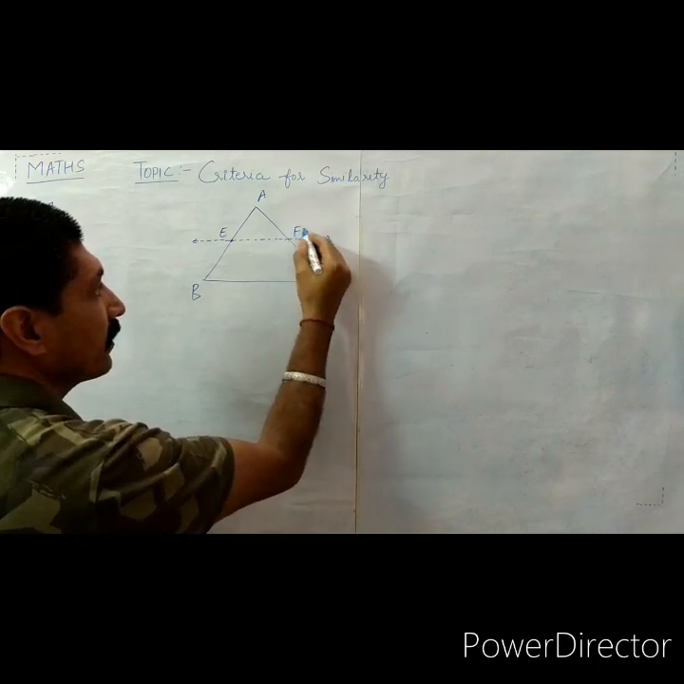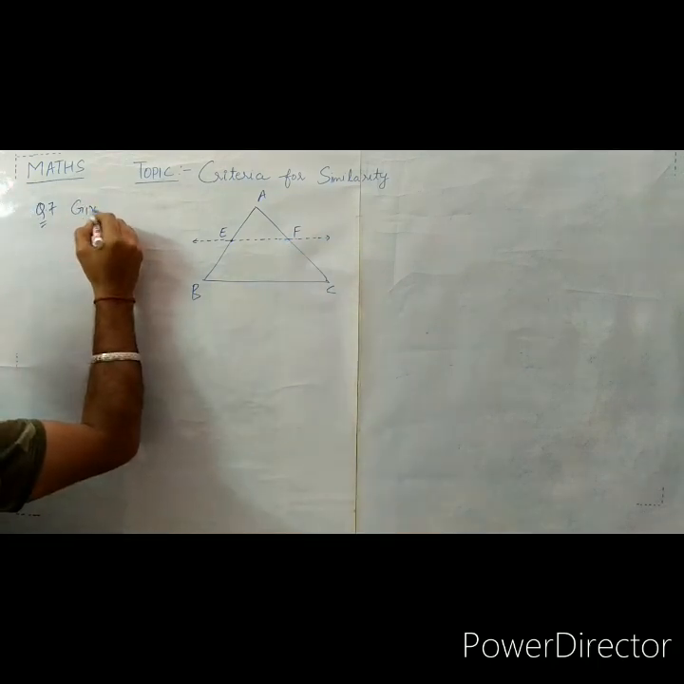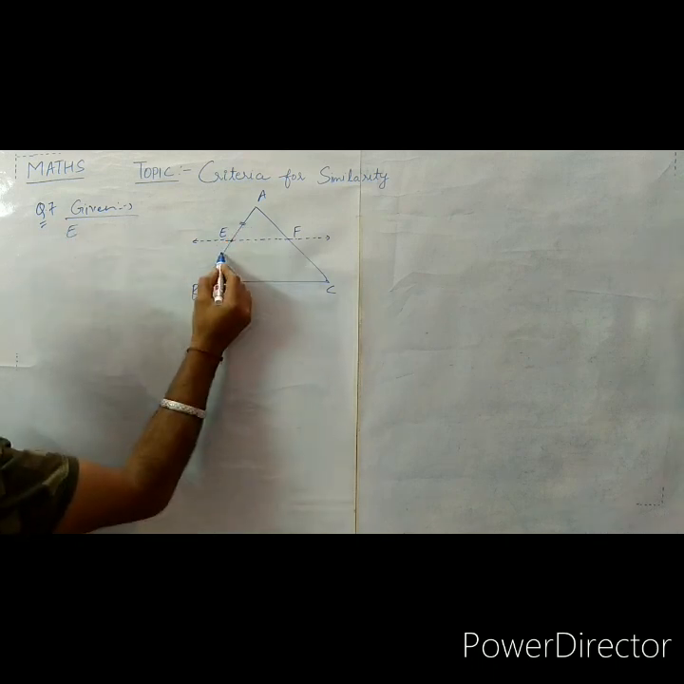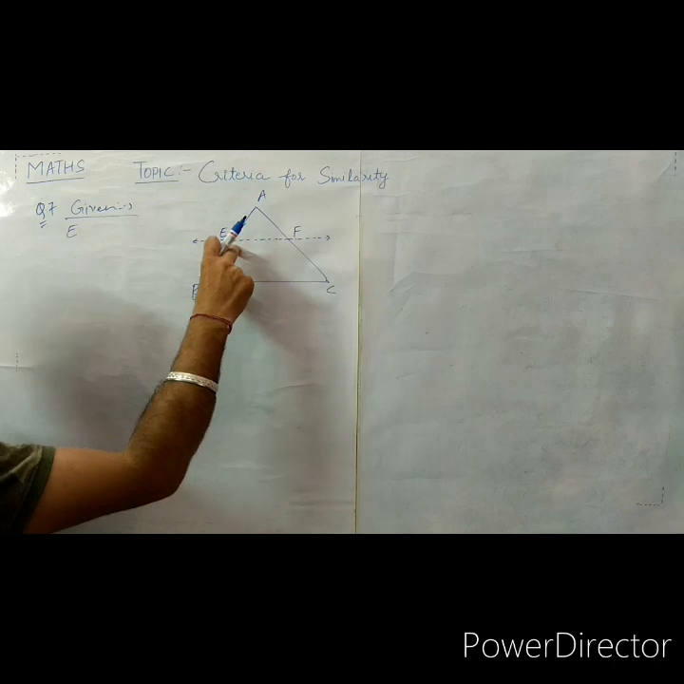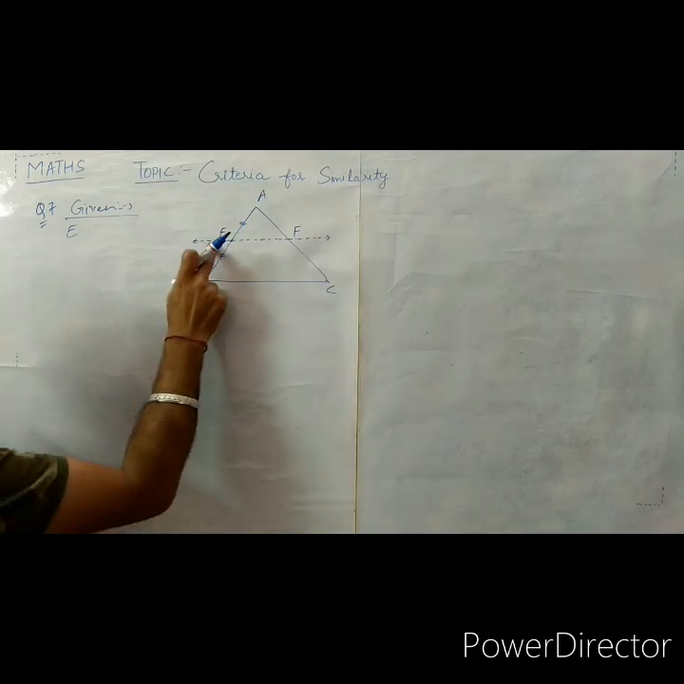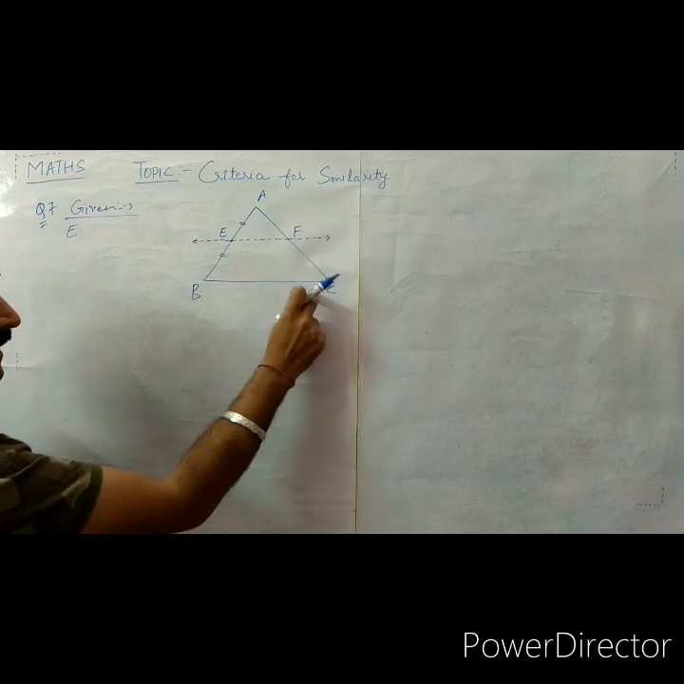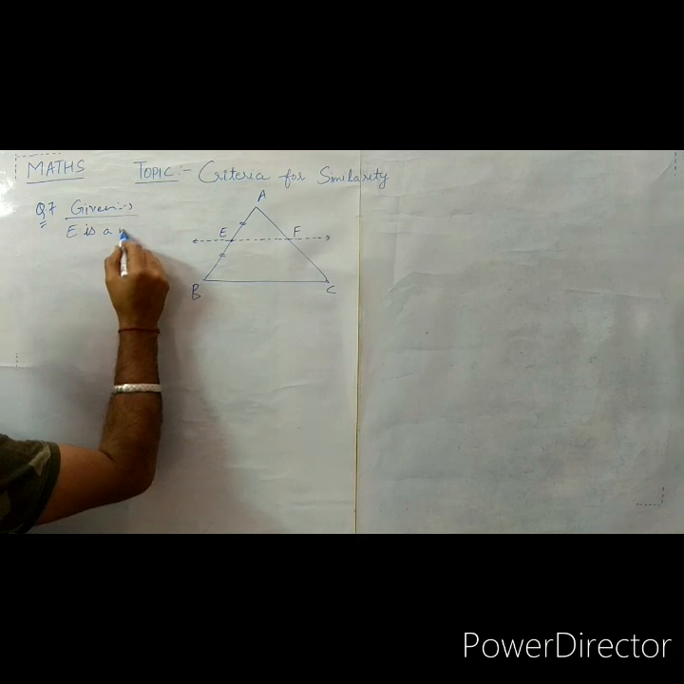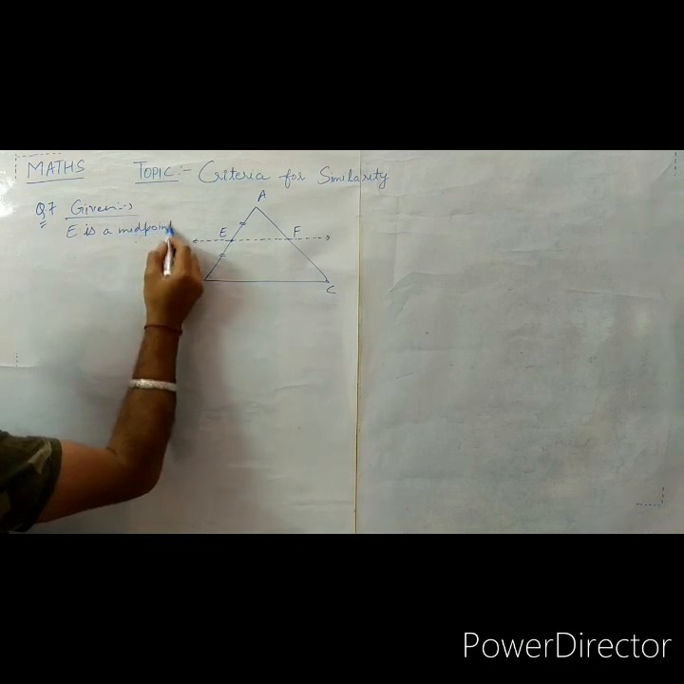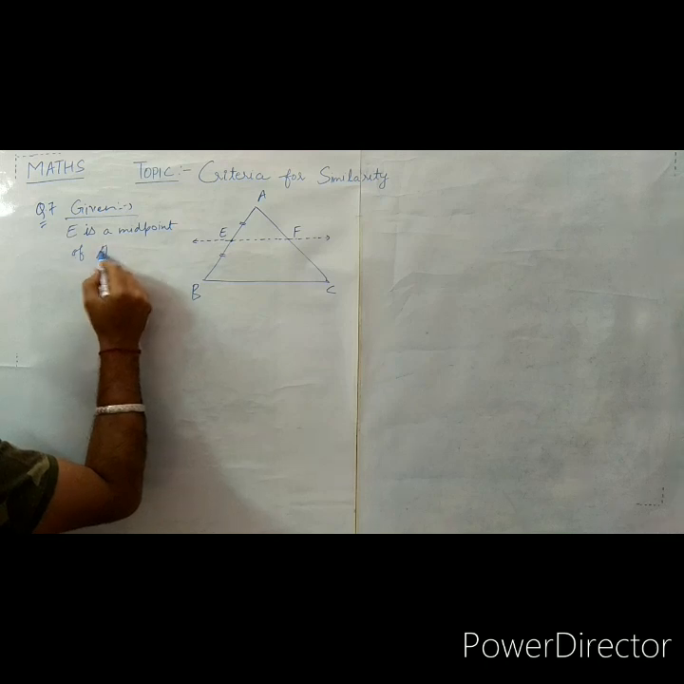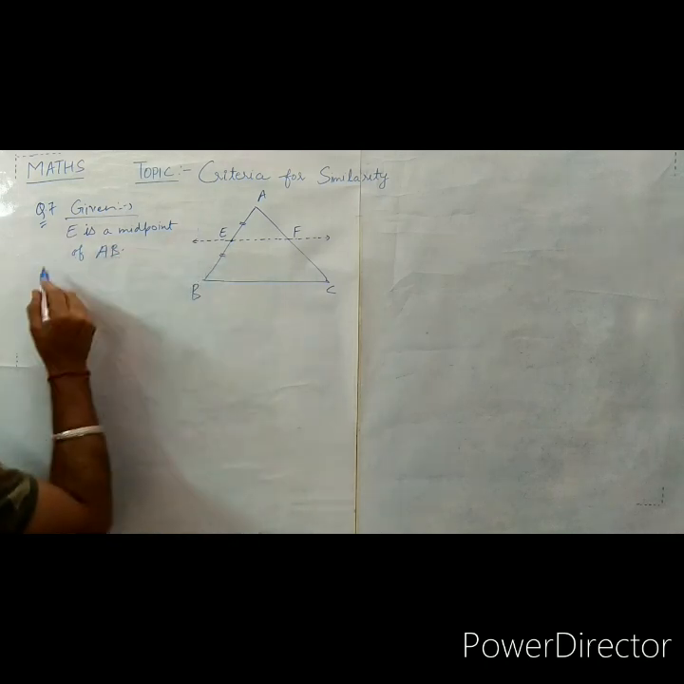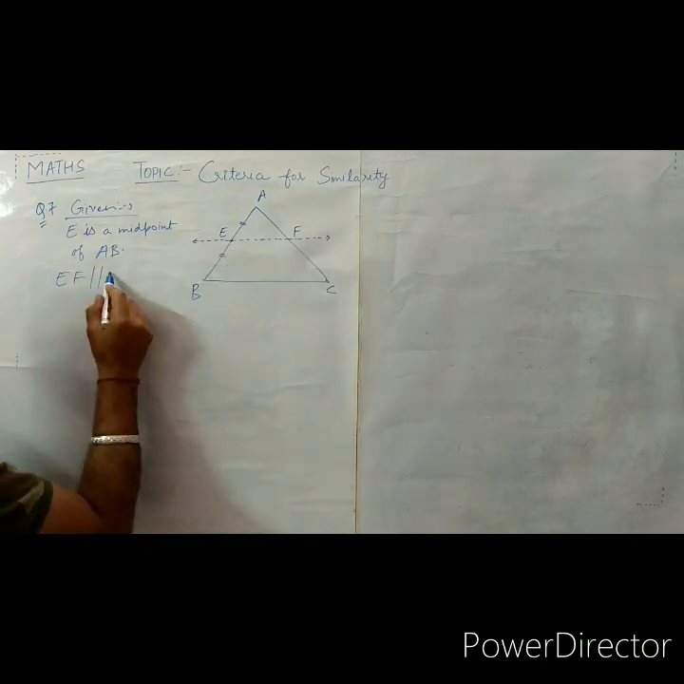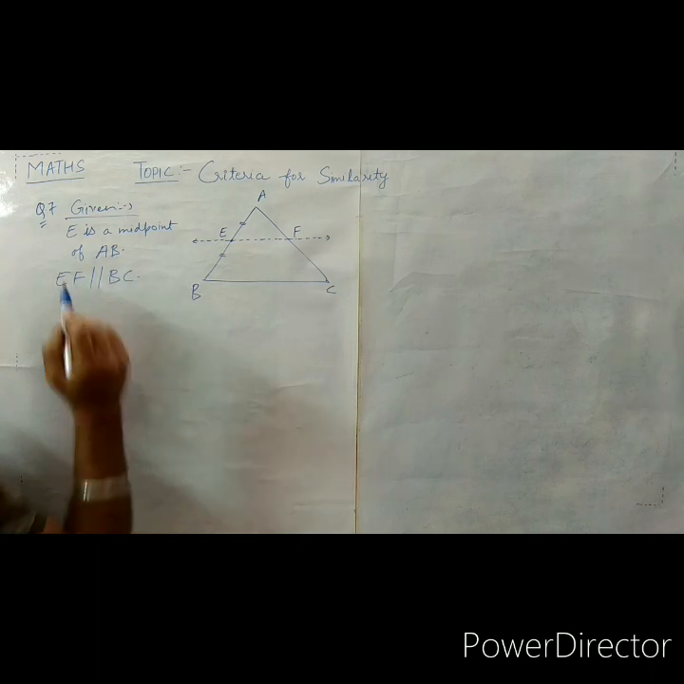So here it is given that E is the midpoint, meaning AE is equal to BE, and a line EF which is parallel to BC. E is the midpoint of the side AB, and EF is drawn in such a way that EF is parallel to BC.